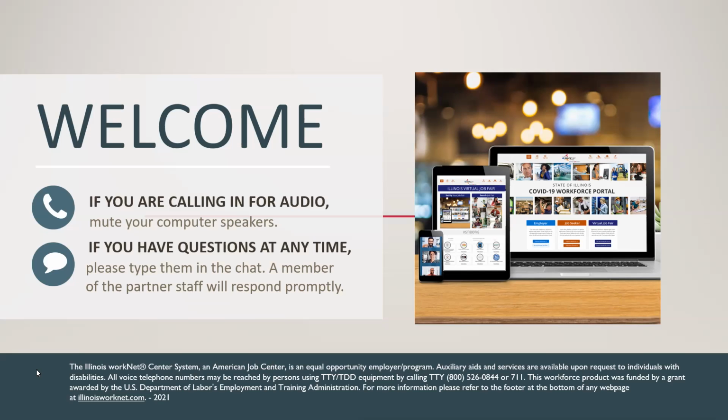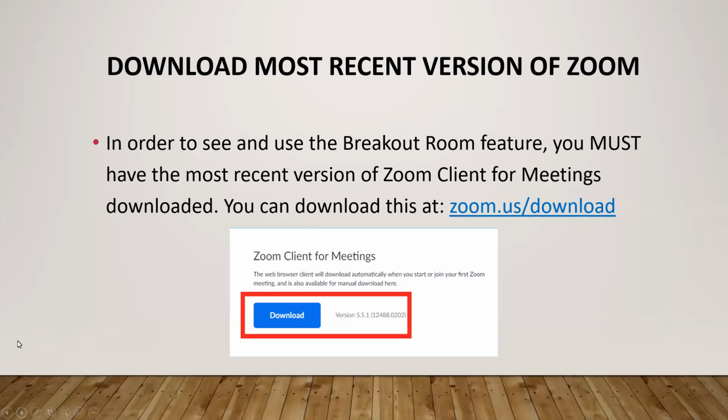So a few things that I want to go ahead and direct your attention to before we open things up here. Again, you'll see on the screen here, you'll want to make sure to download the most recent version of Zoom Client for Meetings if you have not yet done so. If you are experiencing any issues joining a breakout room or moving between breakout rooms, it could be that you are running an outdated version of this add-on, which is the Zoom Client for Meetings download.